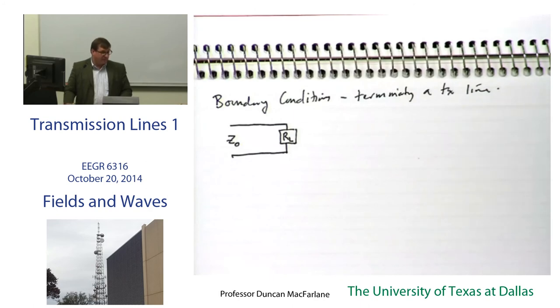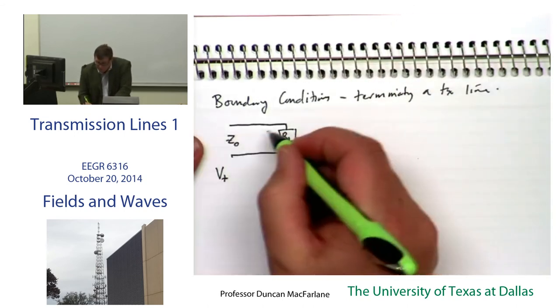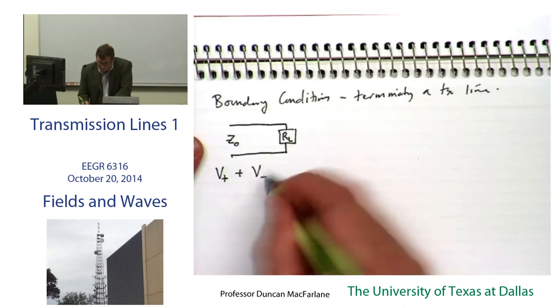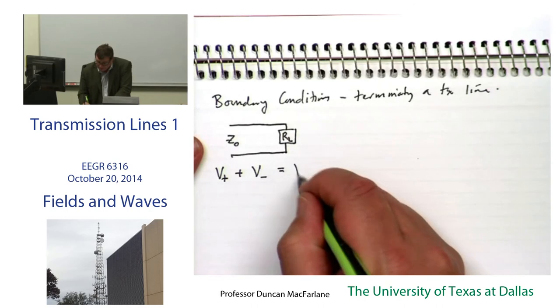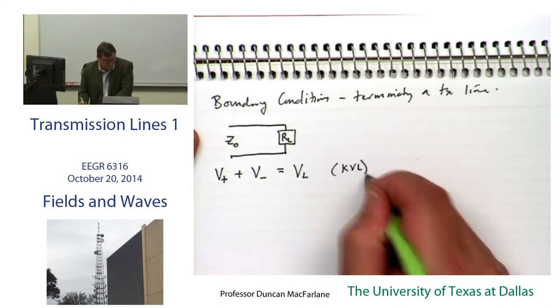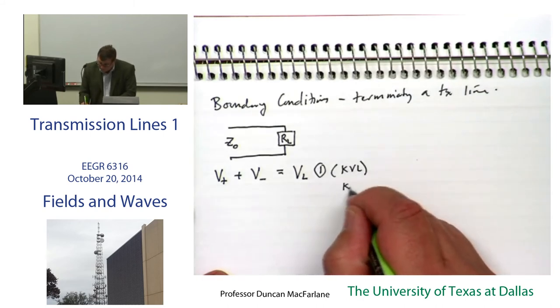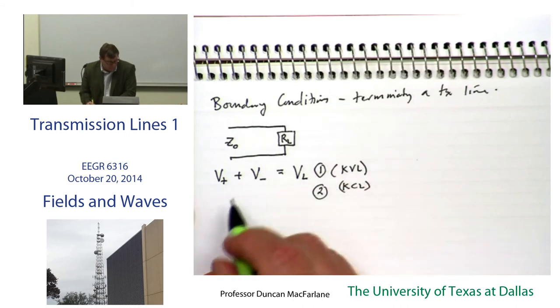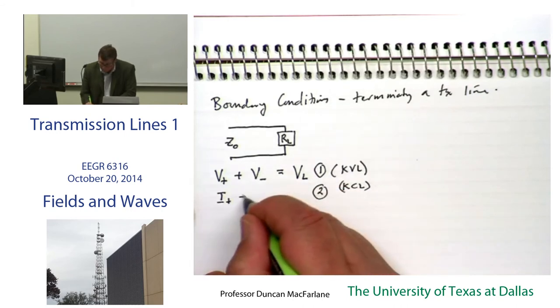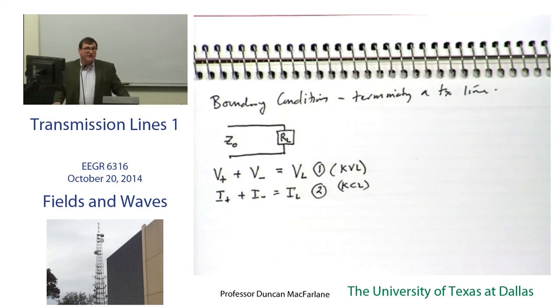So I can do Kirchhoff's voltage law and Kirchhoff's current law. There'll be a wave that's moving in the plus Z direction, plus a wave that's moving in the minus Z direction. And that will have to equal the voltage across the load. And this is just KVL, and I'll call this equation 1. And then do KCL, Kirchhoff's current law, equation 2, conservation of charge or current. The sum of the current here must be equal to the current that goes through the load.